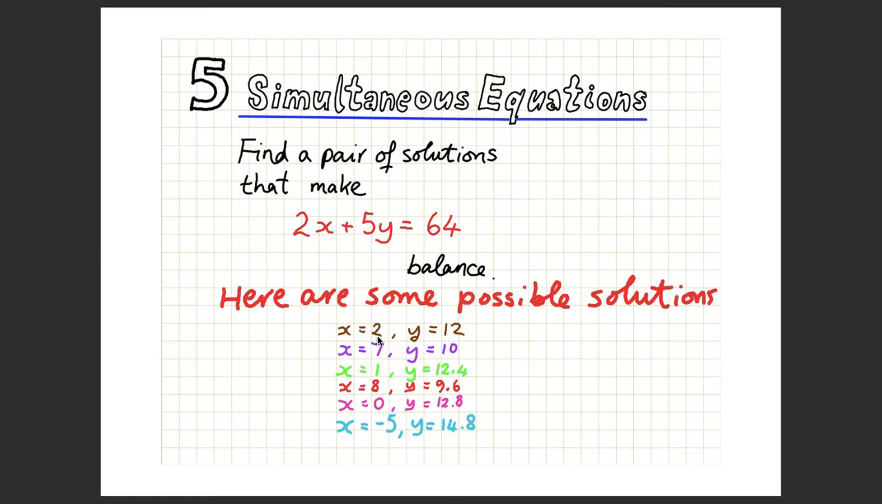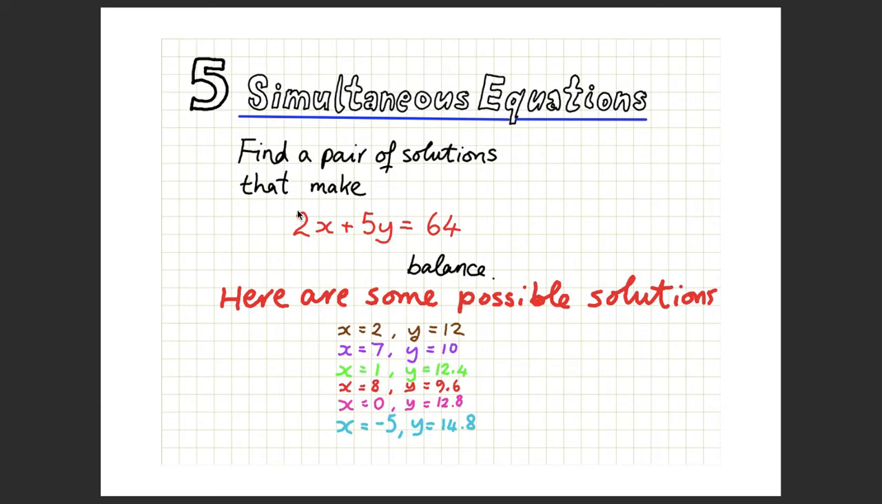So if x was 2, 2x would be 4. So 2x plus 5y would be 64, so 5y would have to be 60. So y would have to be 12 to make that balance. If x was 7, 2x would be 14. So 14 plus something makes 64. 5y would have to be 50 for that to balance. So y would have to be 10.